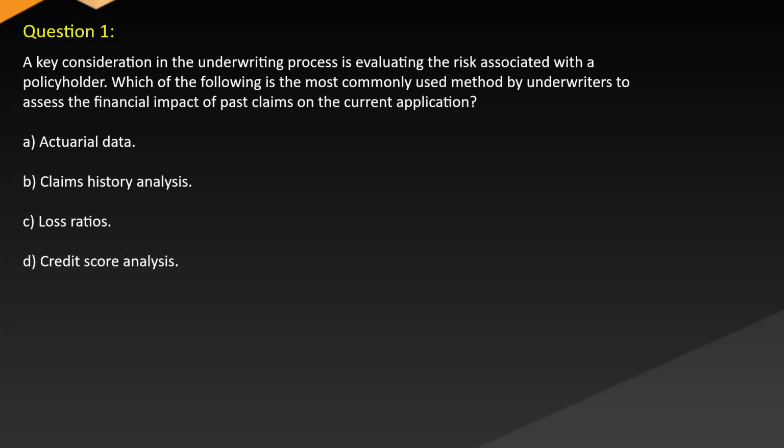Question 1. A key consideration in the underwriting process is evaluating the risk associated with a policyholder. Which of the following is the most commonly used method by underwriters to assess the financial impact of past claims on the current application? A. Actuarial data. B. Claims history analysis. C. Loss ratios. D. Credit score analysis.